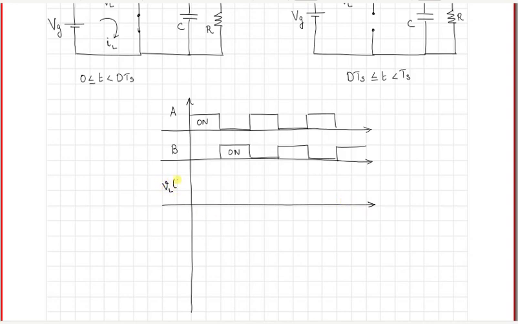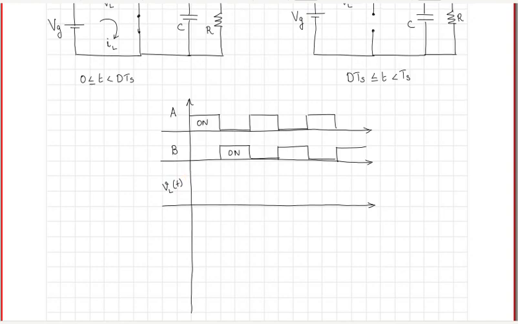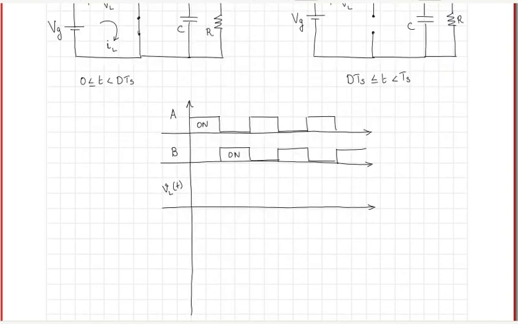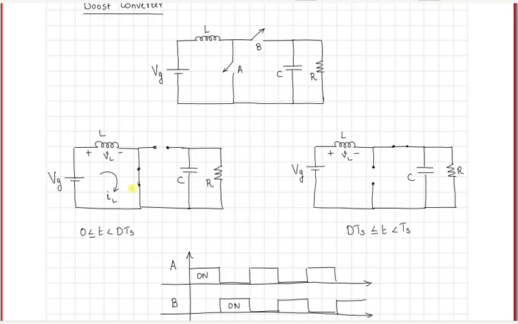This is the voltage across the inductor. When switch A is on, you can see that the voltage across the inductor is simply equal to Vg, that is the voltage appearing here. And when switch A is off, that is when B is on, you have Vg minus the output voltage. The output voltage is going to appear across the resistor, right? So this is VO.